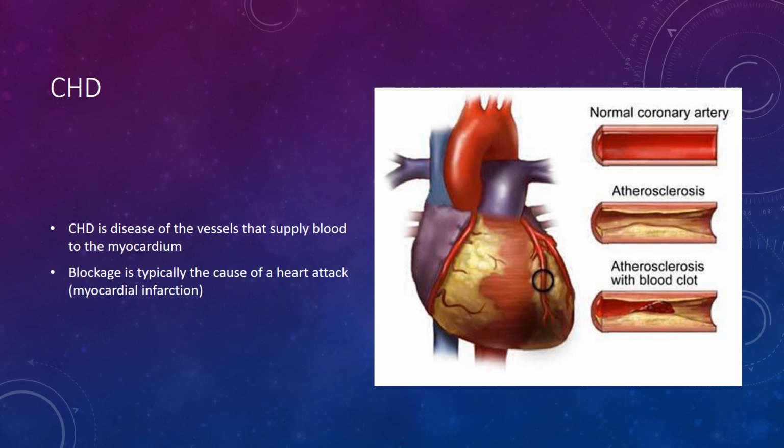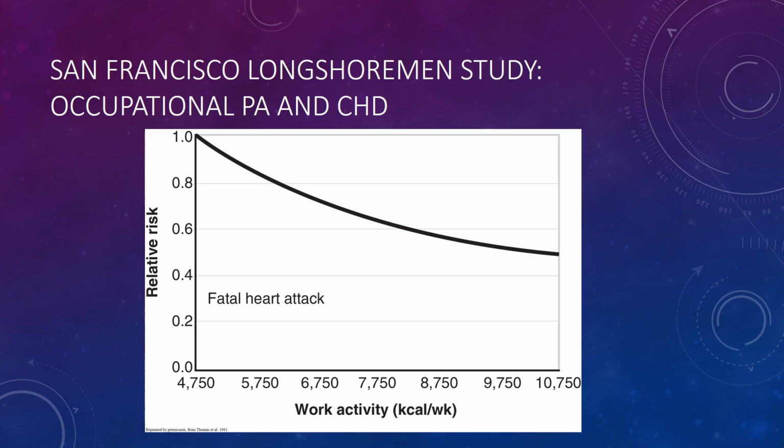Coronary heart disease. This is, just to review, disease in the vessels that supply blood to the myocardium, that's the heart muscle. And a blockage is typically what causes a heart attack. So this study was called the San Francisco Longshoreman Study. It was a study of occupational physical activity, people who were longshoremen, meaning they worked on the docks, and fishermen and that type of thing.